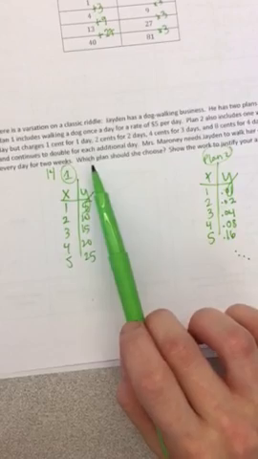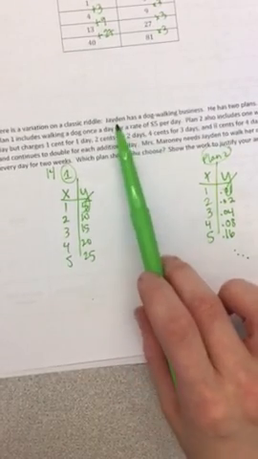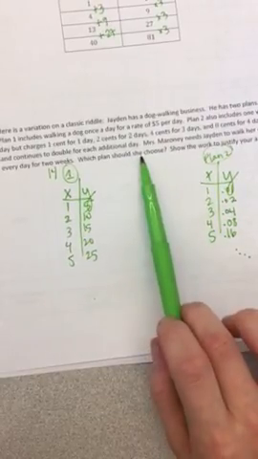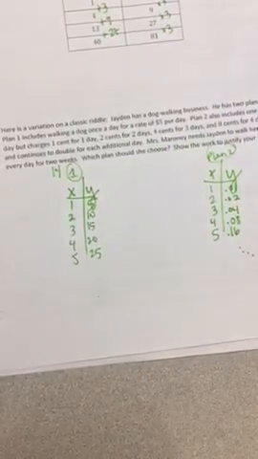And we also need to decide who we're thinking about. Jaden has the dog walking business. We're not answering if it's better for Jaden, we're answering if it's better for Mrs. Maroney, meaning she wants the cheaper plan.